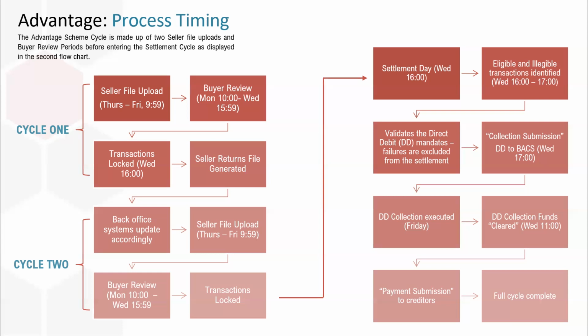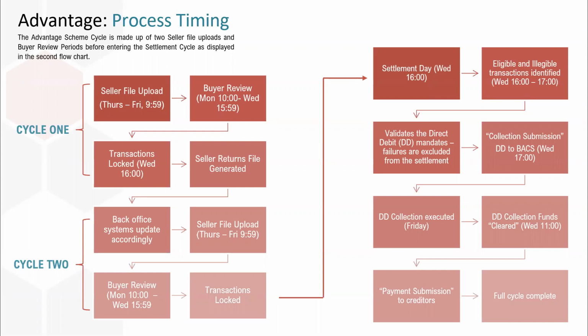So that's entering cycle 2 now. So cycle 1 has happened, and we know what has now been accepted, rejected, amended by the buyers. So anything that was missed by the buyers or any new transactions can then be put into the second cycle's upload file. So again, you have that same period to upload. It's that Thursday, Friday through to 9:59 on Monday morning to upload your transactions to the buyers. The buyers then go ahead and have that same time frame to review those. So Monday 10 a.m. to Wednesday 15:59 before the transactions are locked.